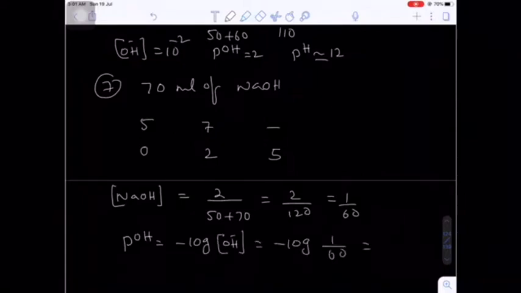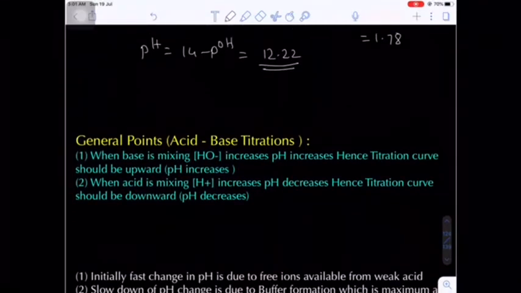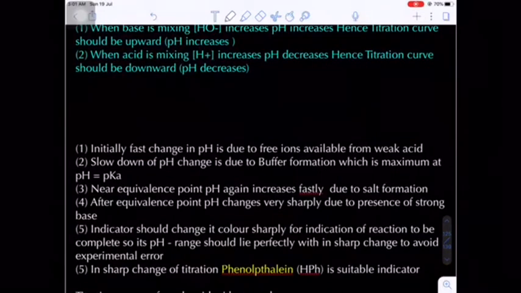Now from here, what is the pOH? Negative logarithm of the OH minus ion concentration. So minus log of 1 by 60, that will be log 60. Log 60 is 1.78. Now from here pH is equal to 14 minus pOH, which is 12.22. Are you getting my point?